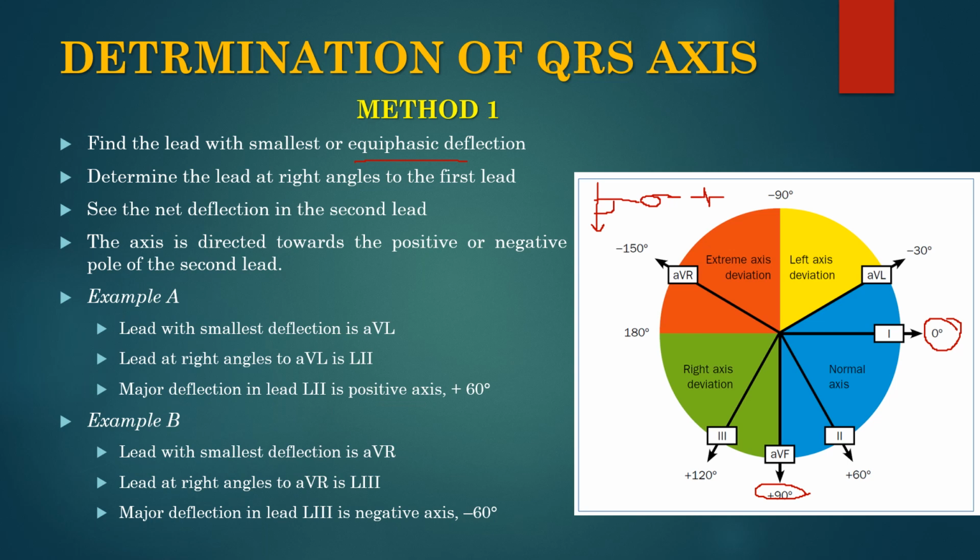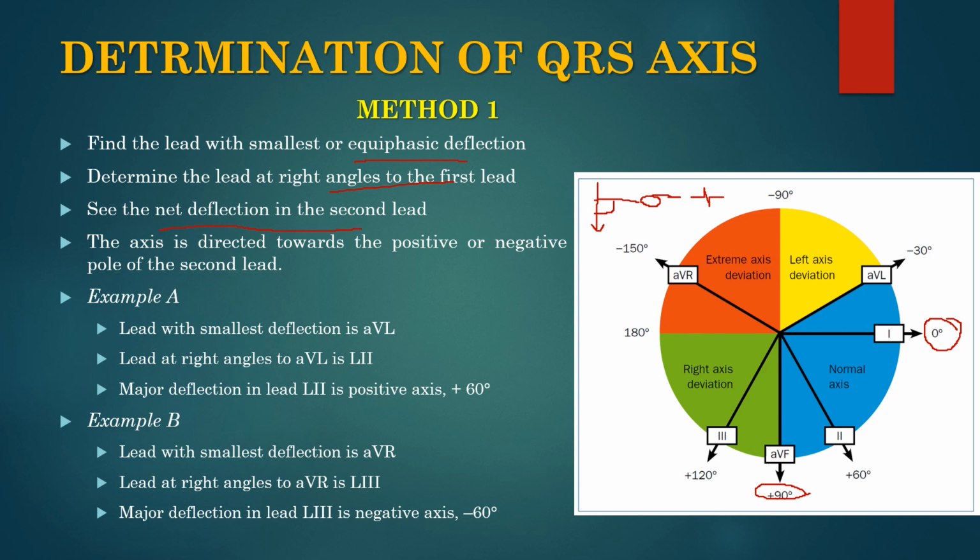Then after finding this equiphasic lead, we will see which lead is perpendicular to it, and in the perpendicular lead we will see the net deflection, whether it is positive or negative. If it is positive, then the axis is at the positive pole of that perpendicular lead, and if it is negative, then the axis is at the negative pole of that second lead.